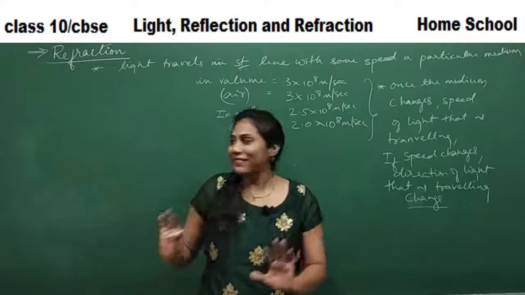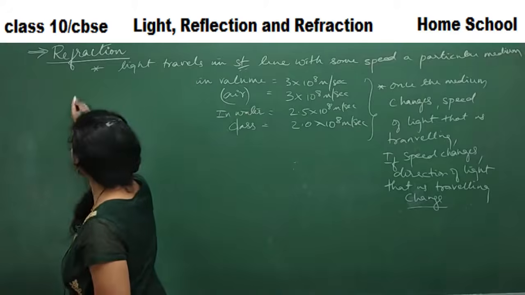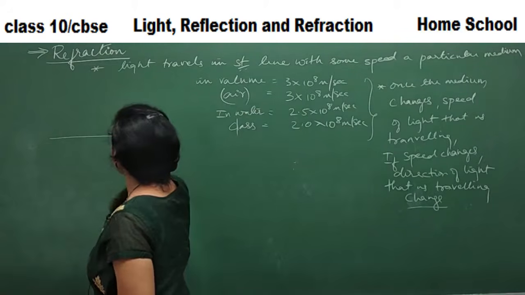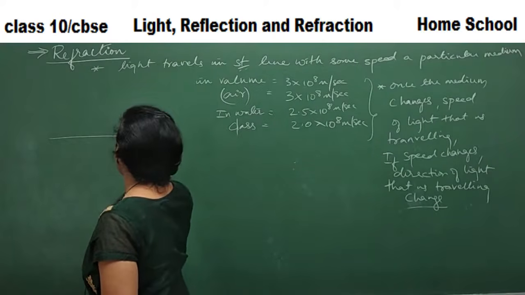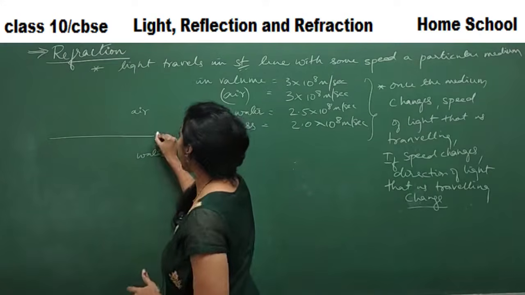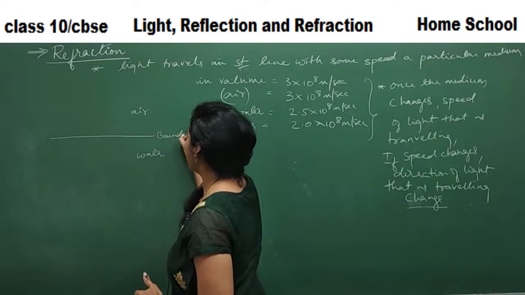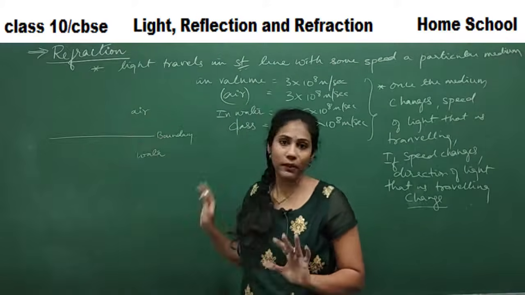Okay, so let me explain more clearly here. Say I am taking one medium here. This is air, and below this you have water. Say this is the interface. This is actually what? Boundary. This I call as the boundary. Definitely two mediums are always separated by a boundary.